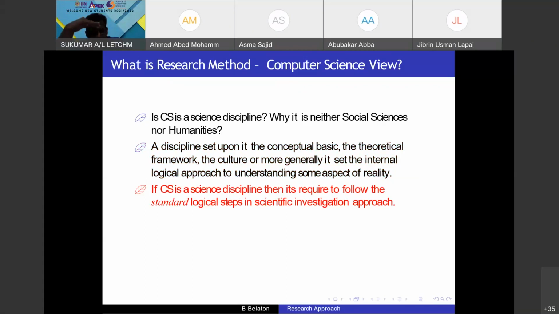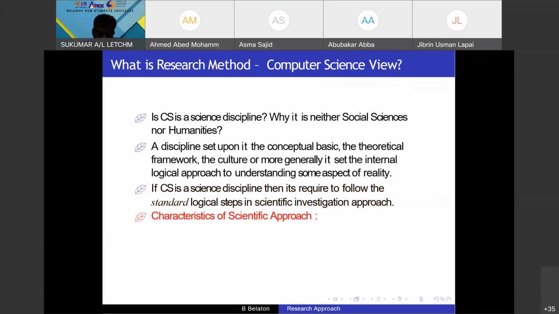If CS is a science discipline, then it is required to follow a standard logical step in the scientific investigation approach. Yes, but the truth is, we don't unify them. Obviously, every single one who is doing research in computer science is going to have a systematic way of doing their research, which means they follow certain rules. That doesn't mean that every single one is going to follow the same rules. No. Obviously you have a first chapter which is the introduction, a second chapter about your problem statement, then you go for analysis, and then you have a discussion. That's how you do it in a thesis.